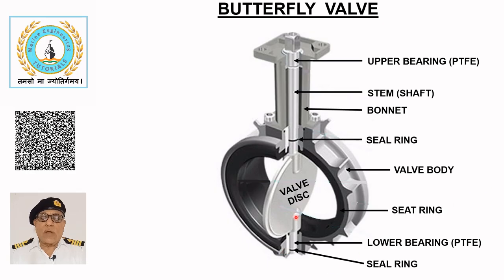Two O-rings are fitted into grooves on the shaft to prevent leakage between the shaft and the valve body at both the top and bottom. The shaft is then inserted through the bonnet, aligned with the disc and secured in place.